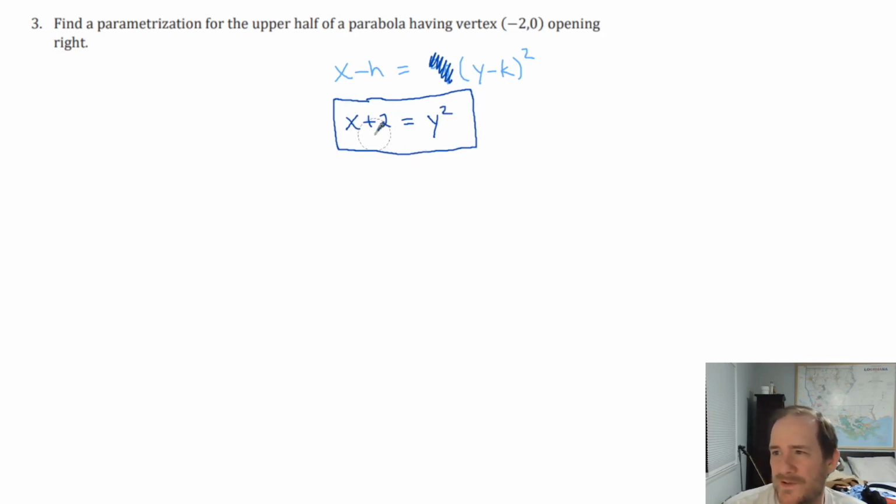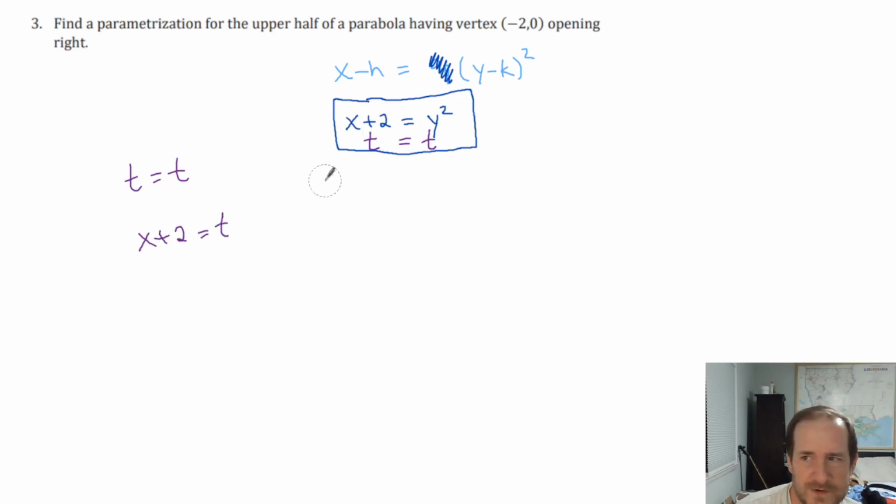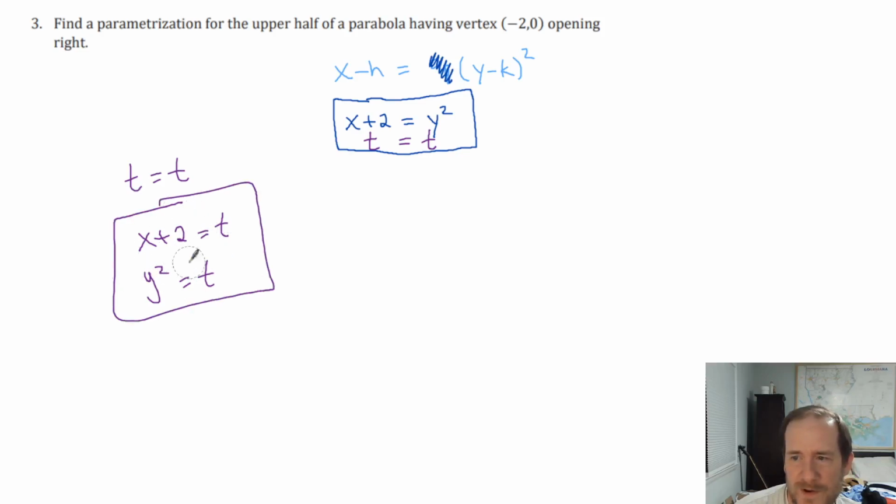Well, one way to do it would be to just say, well, if these things are equal, then why don't I just let this thing equal t and let this thing equal t, because t equals t, right? You're kind of doing like a reverse substitution. Like you could start with the equation t equals t, and I know that's true. And then you can go, well, if x plus 2 equals t, then x plus 2 equals t. And then I have an x equation. And I can go, oh, and y squared equals t. And then, oops, there. Those are now parametric equations.